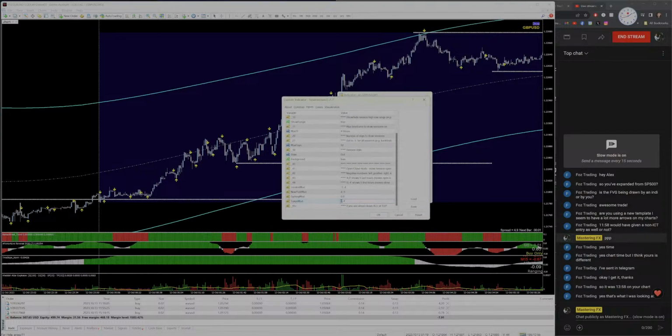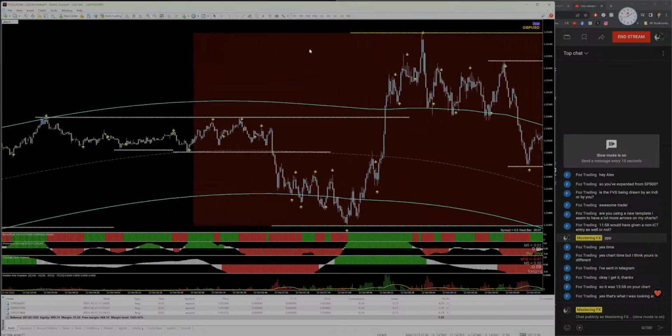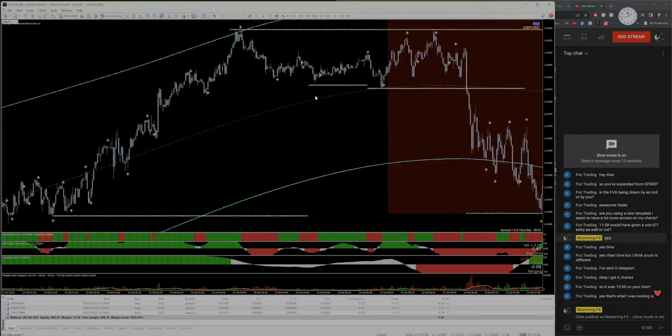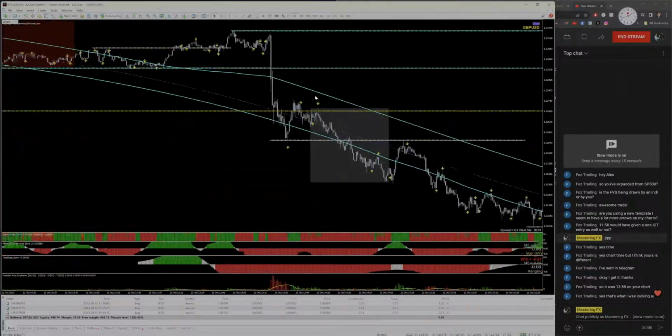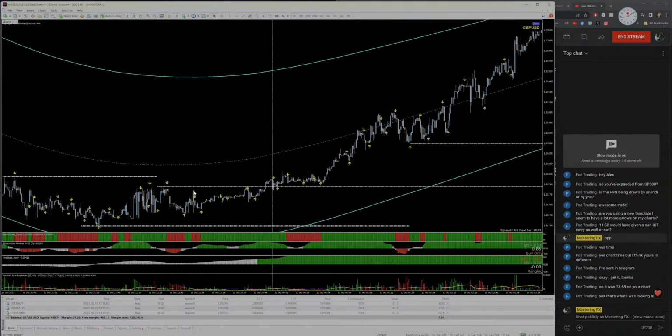So this needs to be -2 on mine, because for some reason my... No, we don't have an Asian box anymore. Great. For some reason on my broker, the period separator, which usually separates one day from another, is actually at 6 p.m., where the actual day ends and goes into the new day is here.